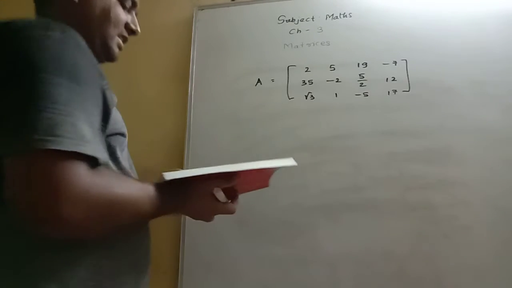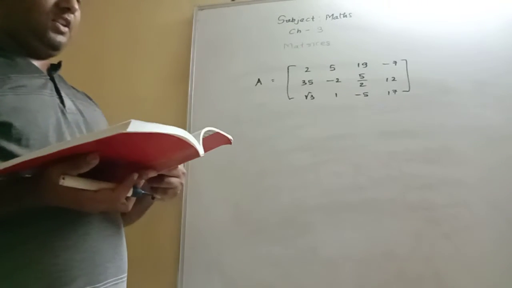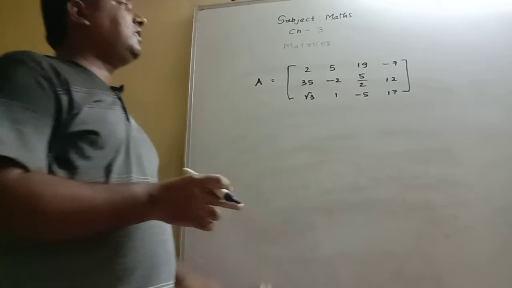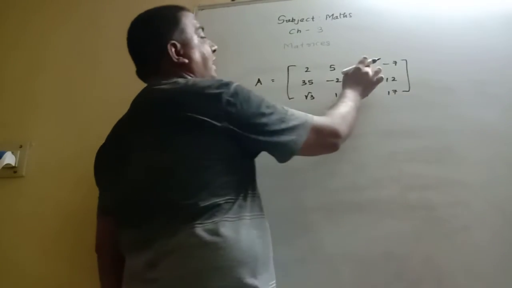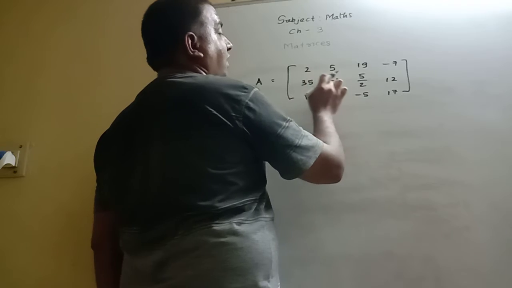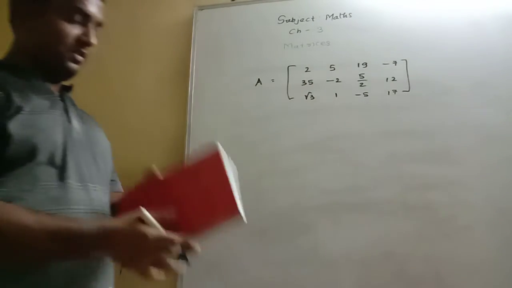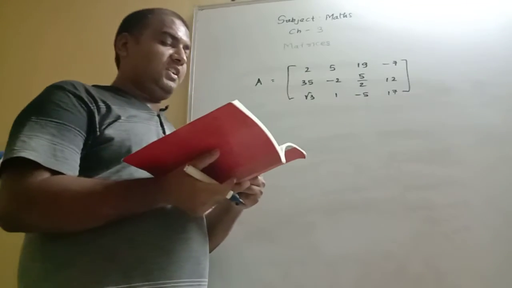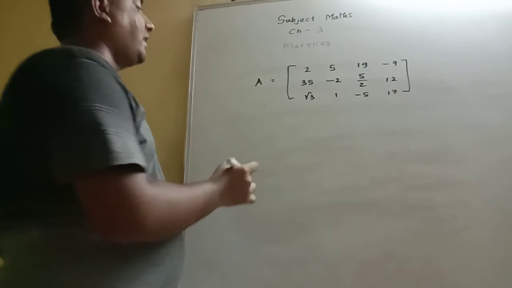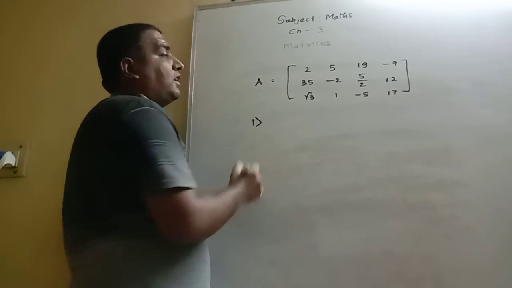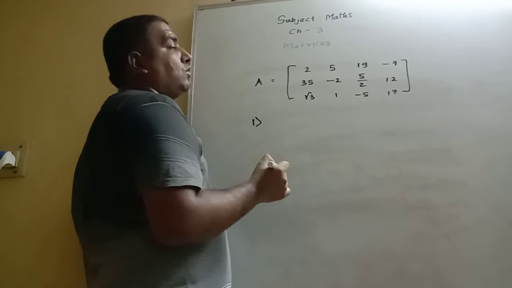Now let's see exercise 3.1. In question one, a matrix is given: 2, 5, 19, minus 7; 35, minus 2, 5 by 2, 12; root 3, 1, minus 5, 70. Now the first question is to write the order of the matrix. So the order means number of rows into number of columns.